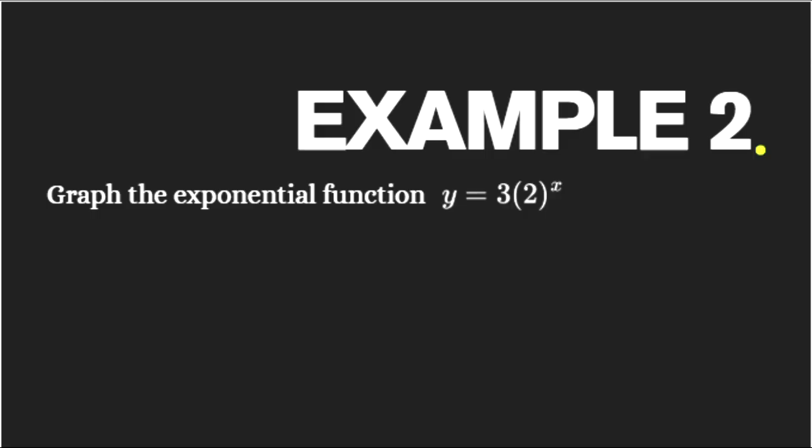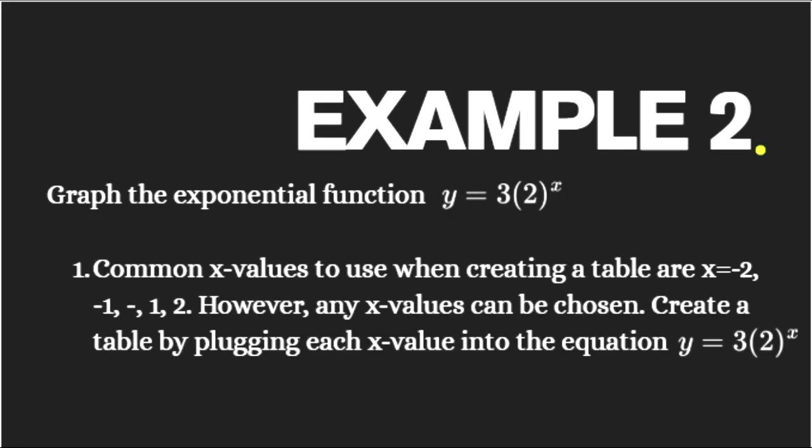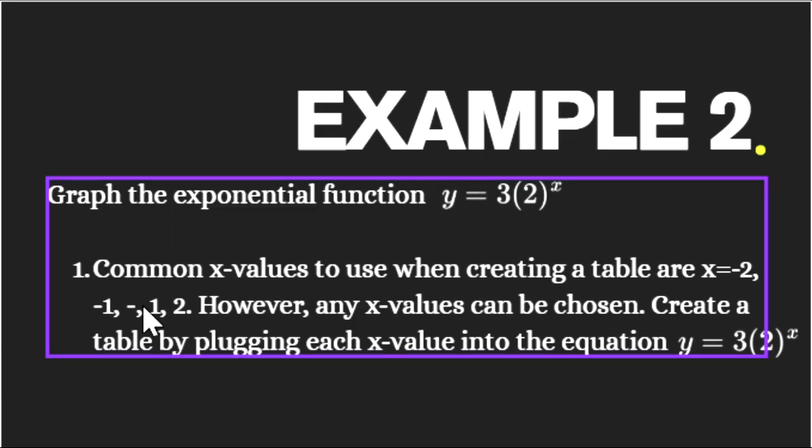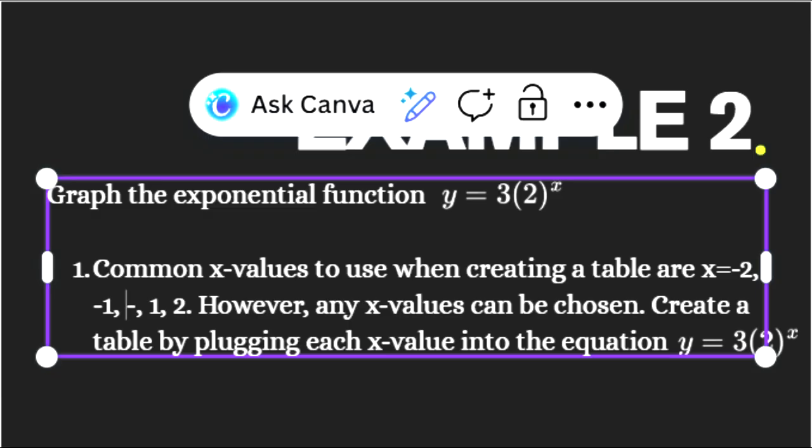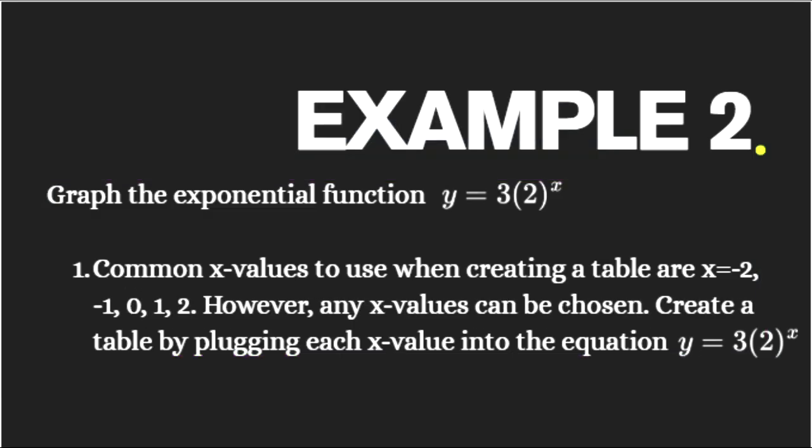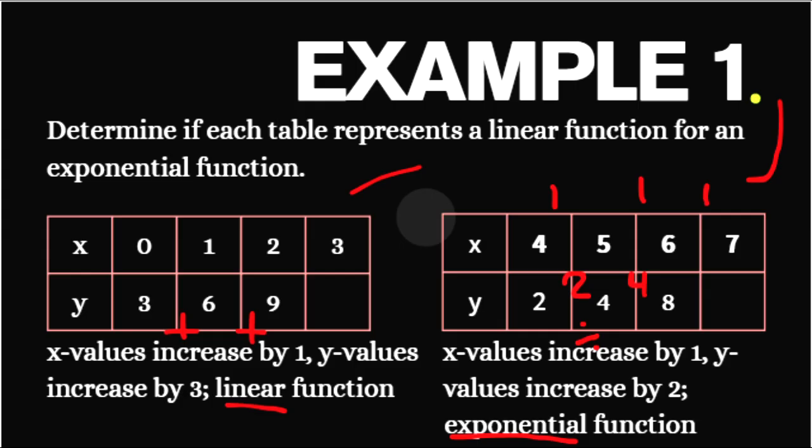Okay, so example 2, we'll work through it together. Graph the exponential function y is equal to 3 times 2 raised to the power of x. So first, common x values to use when creating a table are x is equal to negative 2, negative 1, 0, not a dash, I apologize, 1 and 2. However, any x values can be chosen. Create a table by plugging each x value into the equation y is equal to 3 times 2 raised to the power of x. So here we have our, whoa, I'm on completely the wrong slide.